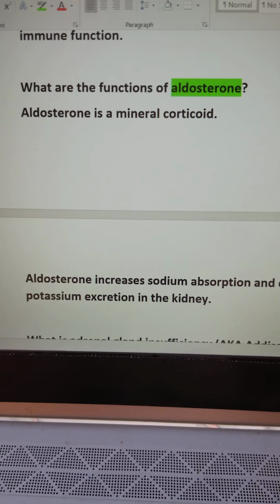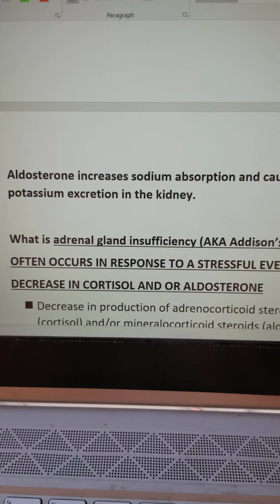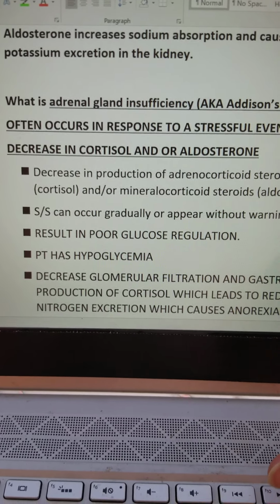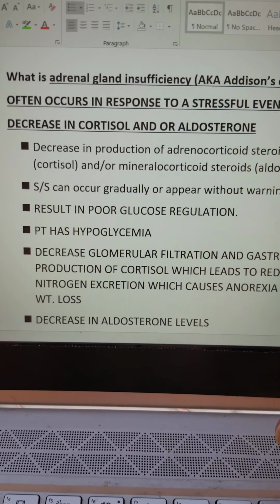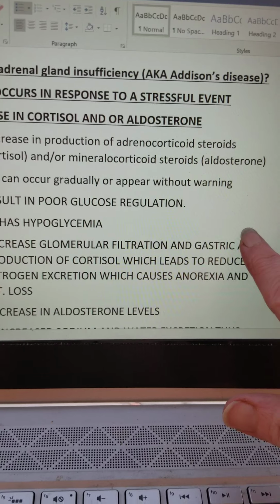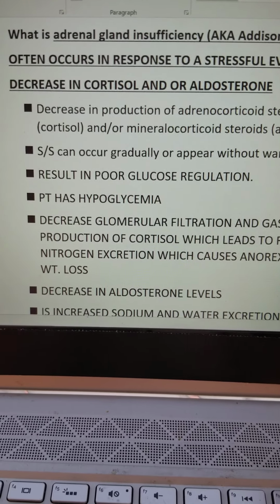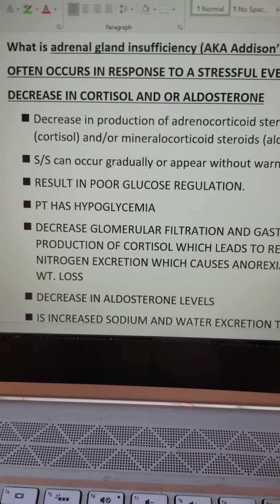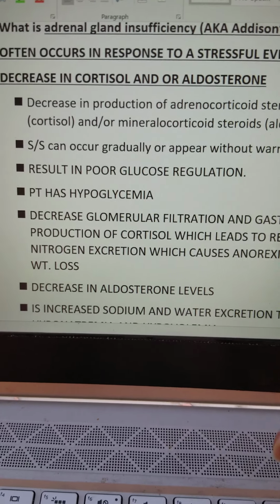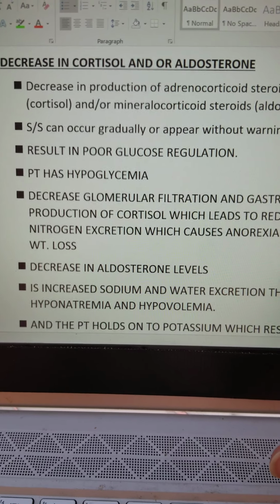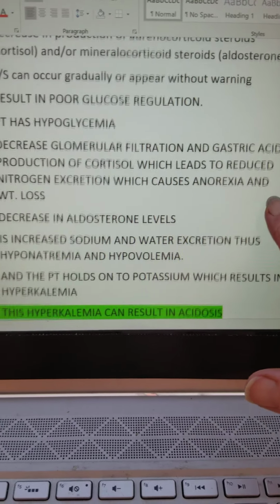Aldosterone is a mineral corticoid. Aldosterone increases sodium absorption and causes potassium excretion in the kidney. What is adrenal gland insufficiency, aka Addison's disease? Often occurs in response to a stressful event, decrease in cortisol and or aldosterone. Decrease in production of adrenocorticoid steroids, cortisol and or mineral corticoid steroids, aldosterone.